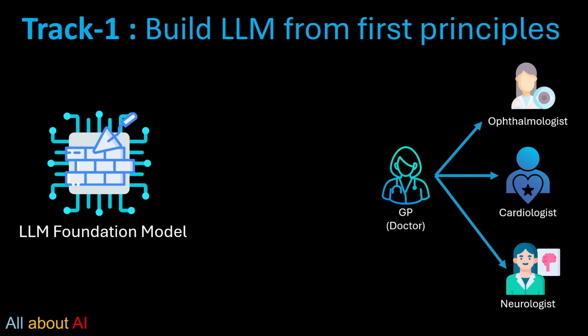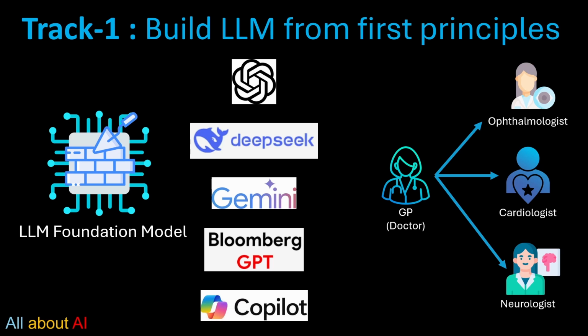Similarly, once a foundation model is trained, it can be further refined or fine-tuned with domain-specific or task-specific data to specialize in a particular function. That's how we get generative chatbots like ChatGPT, which is fine-tuned from GPT-3 or GPT-4. We also have Microsoft Copilot for productivity, BloombergGPT for the financial industry. Each of these is built on a strong foundation but customized for a specific purpose.